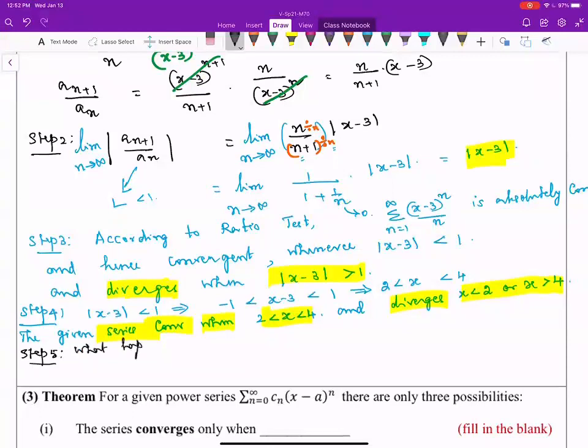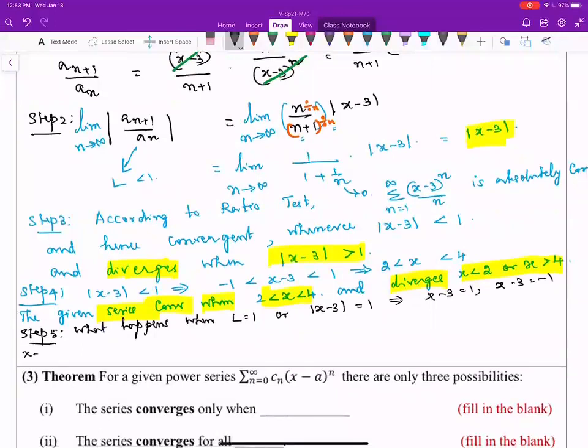What happens when L equal to 1? Or when absolute x minus 3 is equal to 1. This means x minus 3 equal to 1 or x minus 3 equal to negative 1. So x minus 3 equal to 1 will mean x equal to 4 or x equal to 2 at the endpoints of the interval 2 to 4.